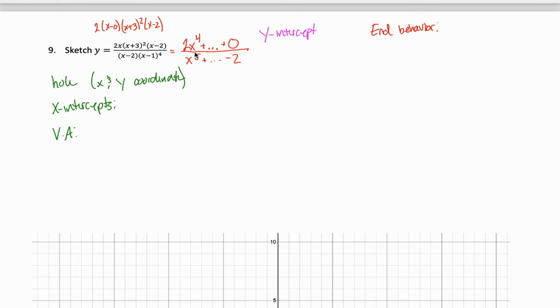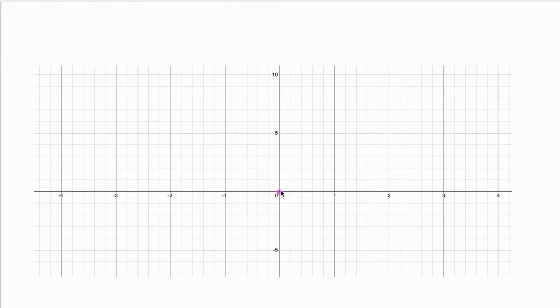Now that I have this unfactored form, I can figure out anything you want. You want end behavior? Sure. For our end behavior, the degree of the denominator is bigger than the degree of the numerator. I believe that's what we called case 2. And anytime you're in case 2 for end behavior, you've got a horizontal asymptote at y equals 0. What about the y-intercept? Well, the y-intercept is just the quotient of the two constant terms. So this 0 divided by this negative 2 is just 0. So my y-intercept will be right here at 0.